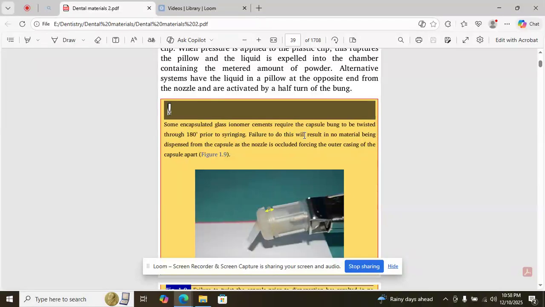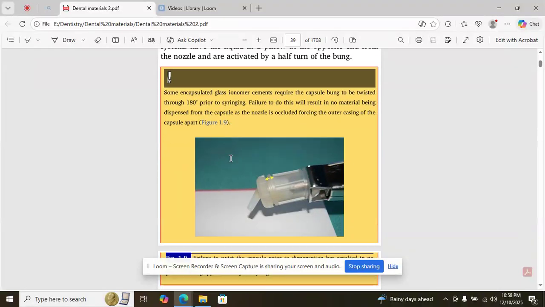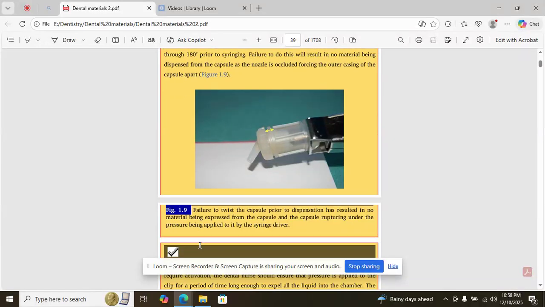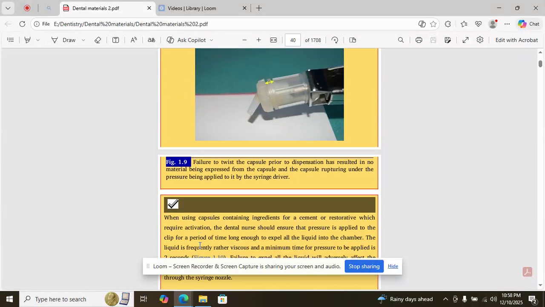Failure to do this will result in no material being dispensed from the capsule as the nozzle is occluded, forcing the outer casting of the capsule apart. Figure 1.9. Failure to twist the capsule prior to dispensation has resulted in no material being expressed from the capsule and the capsule rupturing under the pressure being applied to it by the syringe driver.